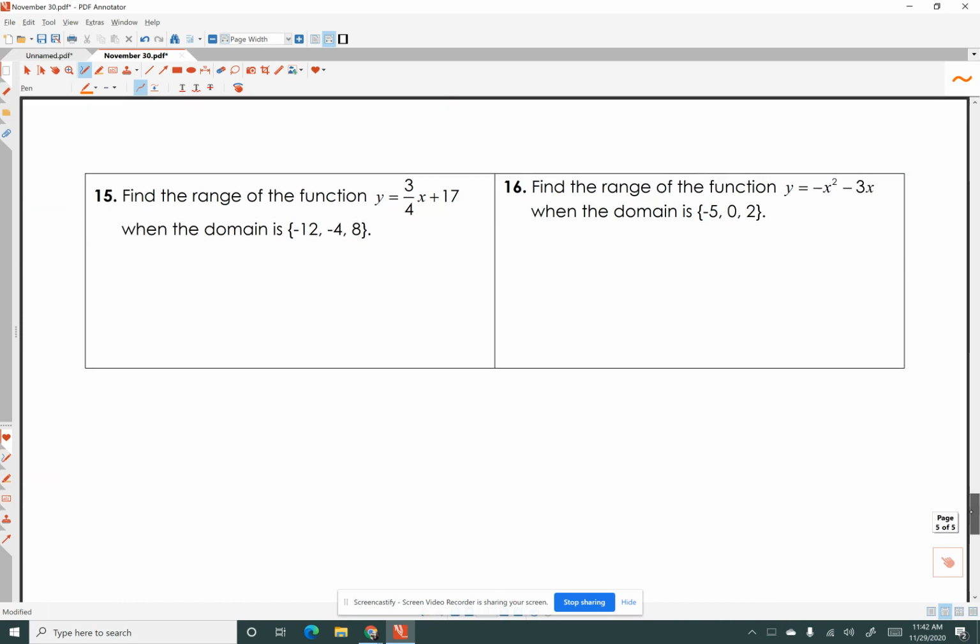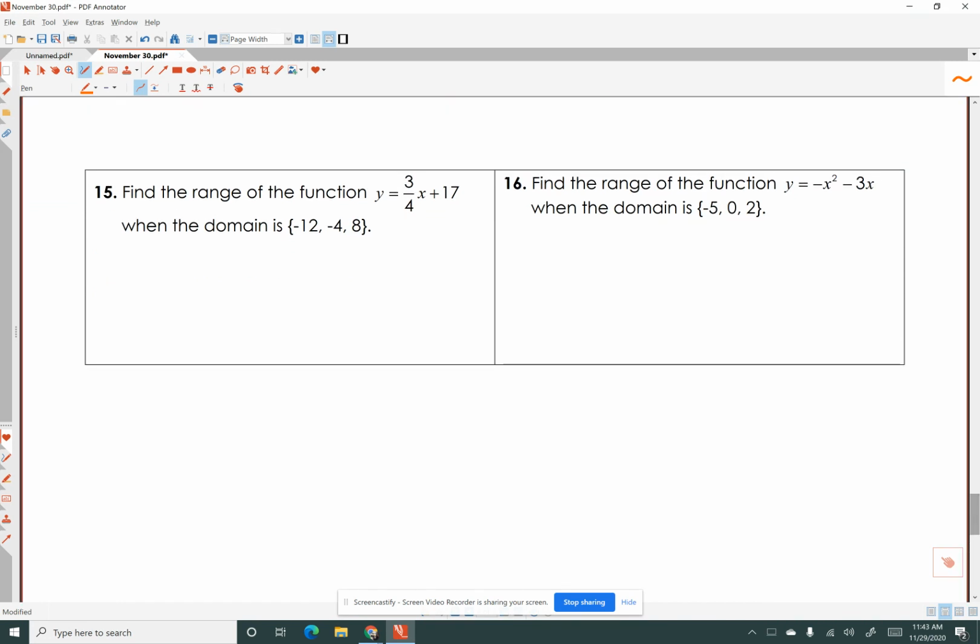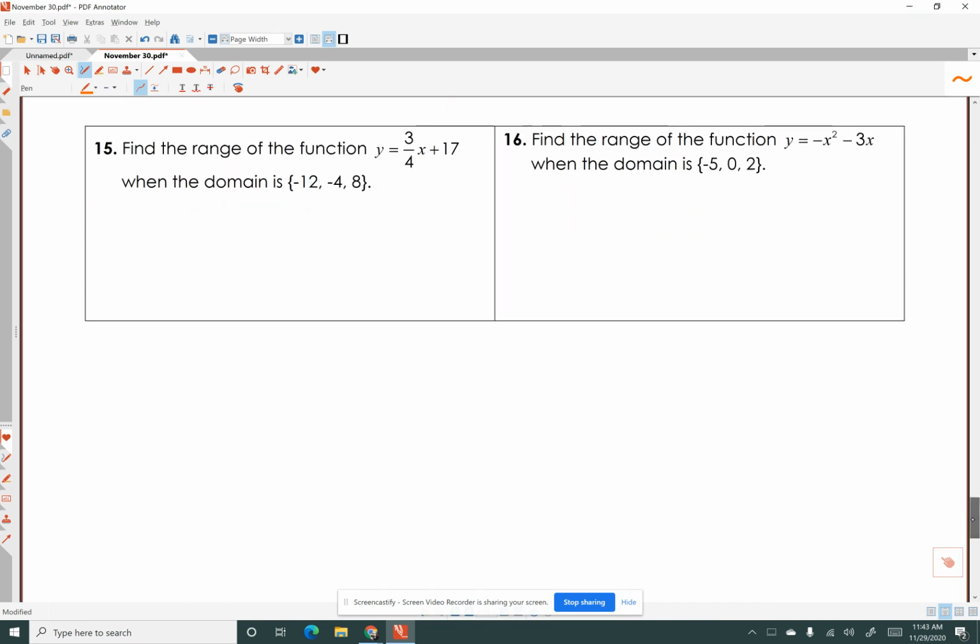Last two, I hope you try them on your own. I think we have enough room to work right on this paper. So number 15. Find the range of the function y equals 3/4 x plus 17 when the domain is negative 12, negative 4, and 8. So where do we start? With a table of values.